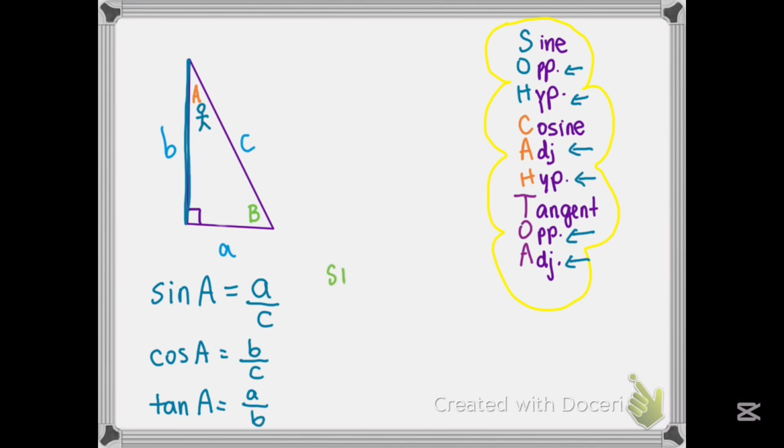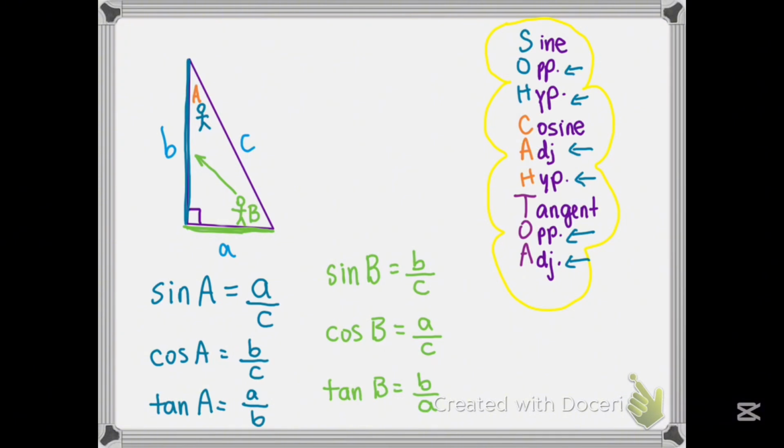Now let's look at it from the perspective of B. What is sine of B? Well, now I have to stand here and look for the opposite side of angle B, which in this case is B. The hypotenuse doesn't change, it is C. Then we have to find cos of angle B, and again it is the adjacent, the one side that is touching the angle. So in this case, it's going to be A, and the hypotenuse is C. Finally, if I look for tan of B, it's going to be the opposite, which we said is B, over the adjacent, which we said was A.